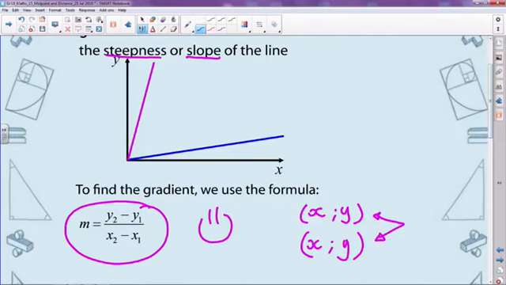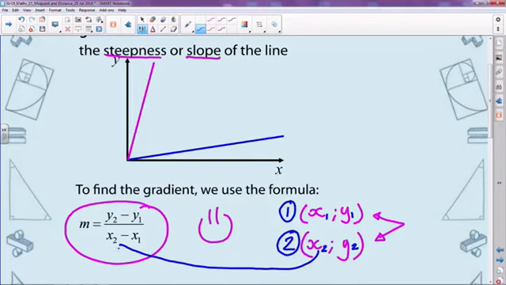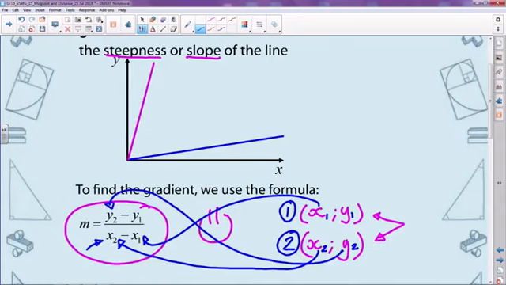So, as mathematicians, we do this fancy thing. We say we're going to call this point 1, which means that this is x1 and this is y1. And we're going to call this point 2, which means this is x2 and y2. So that x2 value gets substituted over there, and the x1 value second. It's really important that you realize that if the x-coordinate of the second point goes first, the y-coordinate of the second point should also go first.